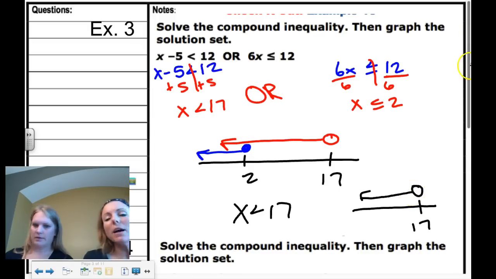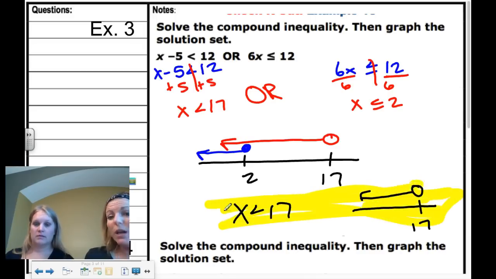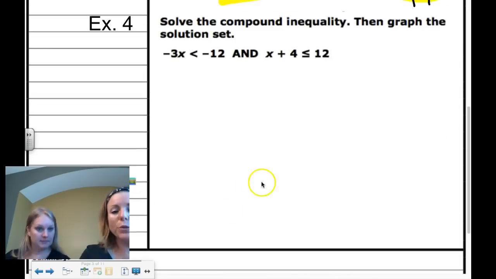But it's because it's an "or", and it's because every solution that's less than or equal to 2 would also be less than 17. All right, that makes sense. We are going to skip the next one, and we're going to do that in class.